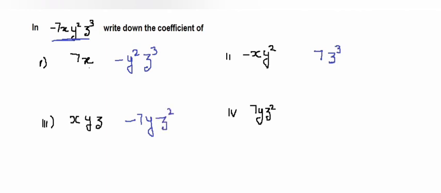Now, the coefficient of 7y z square. So I need to leave 7. So leaving 7, I will get minus sign, then x. Then from y square, I need to leave y, so only one y is left. And from z cube, I need to leave z square, so only one z is left. So here the coefficient will be minus x, y, z.